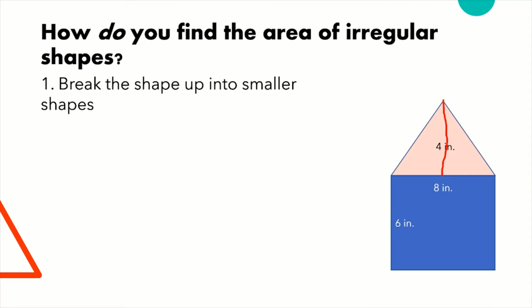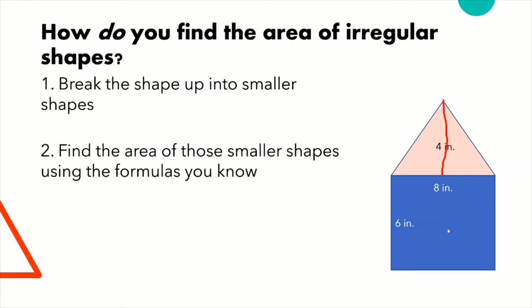First, let's break up the shape into two or more smaller shapes. So this is already broken up into a triangle and a square. Second, we need to find the area of those smaller shapes using the formulas you know.